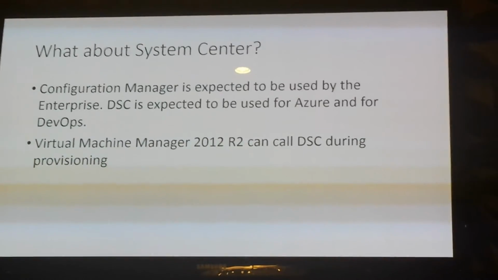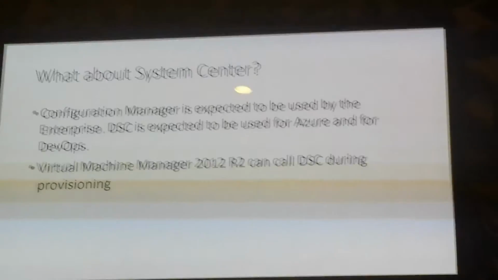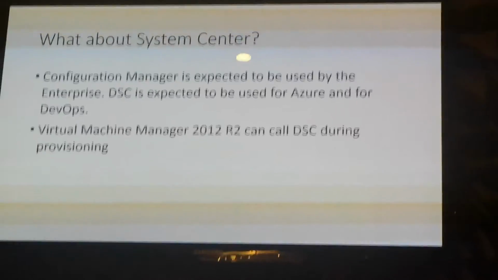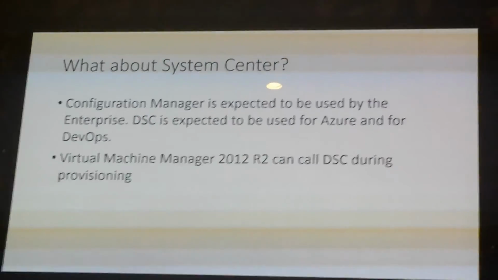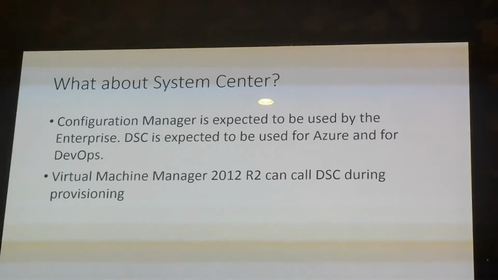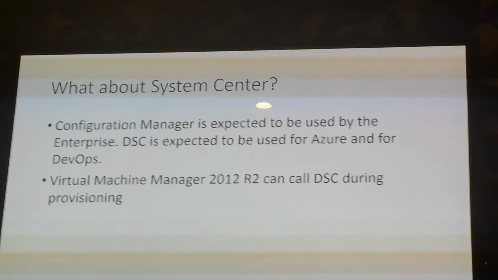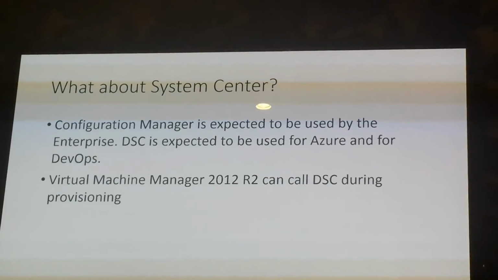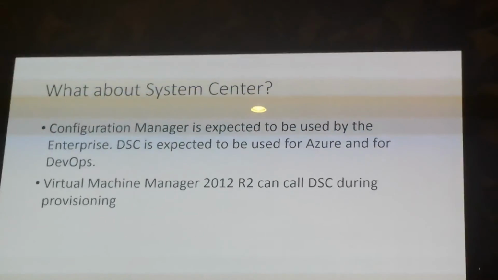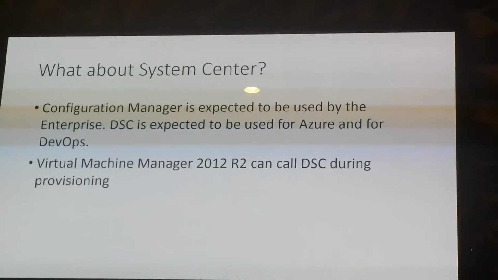System Center kind of feels like a little of this DSC stuff overlaps with, say, System Center Configuration Manager. The official word from Microsoft, this is almost verbatim, is that Configuration Manager is expected to be used by the enterprise, and desired state configuration is expected to be used in Azure and for DevOps. The Azure part's cool because the Azure virtual machine roles actually let you plug in a DSC configuration, and it will use that to provision the rest of the Azure VM.